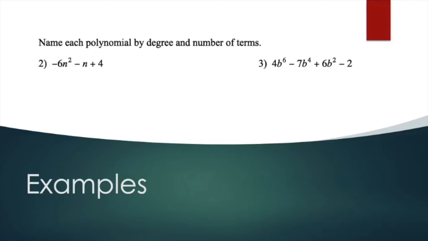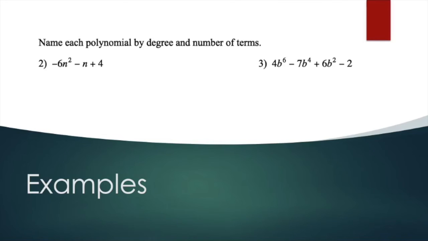Let's do some homework problems. I'm going to do number 2 and 3. Okay, number 2. It has how many terms? 3 terms. And what's the degree? Second degree. So the highest is a 2, so it's a second degree. What do we call second degrees? Quadratic. And it's a quadratic and it's a trinomial. All right? So you will write the words quadratic and trinomial.